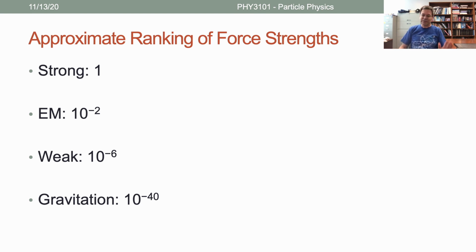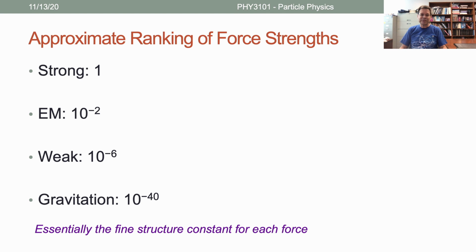Now, these numbers are not just pulled out of a hat. They have some meaning. And you may recall that we learned about the fine structure constant of electromagnetism, which was 1 over 137 as a numeric value, or about 0.01. We could also have written a fine structure constant for each of the other forces, and these are the values approximately that you would get. Strong force being in the neighborhood of 1, weak force in the neighborhood of 10 to the minus 6, and gravity much, much smaller due to the smallness of Newton's gravitational constant.